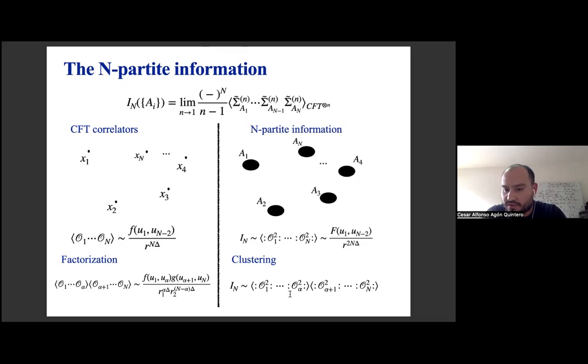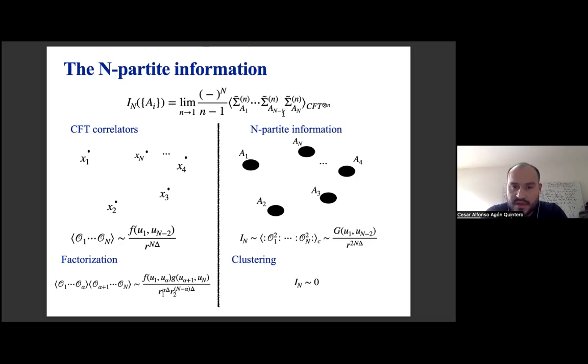It should go to 0. So this thing should not hold. So a simple solution is that actually the n-partite information will look like this, but for connected. We'll have only connected contributions of this type of correlators. And in that case, you satisfy clustering. So I'm just guessing the answer for this quantity that I'm interested in computing in this particular region.